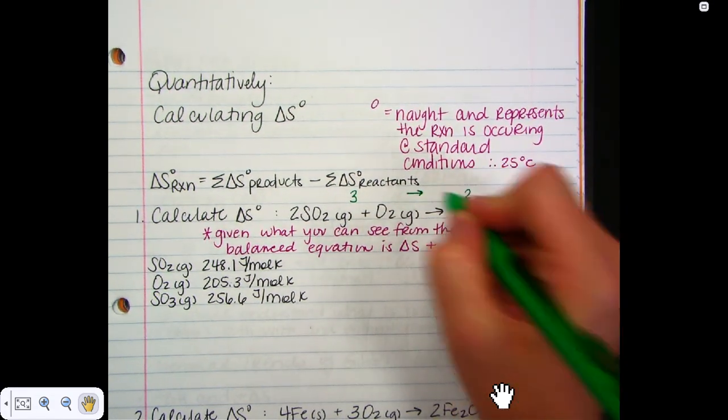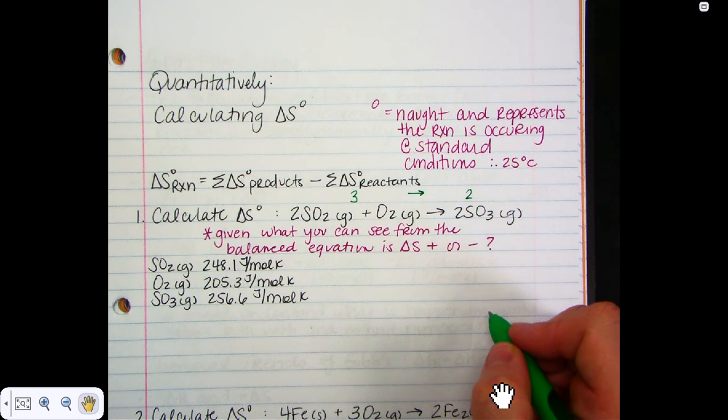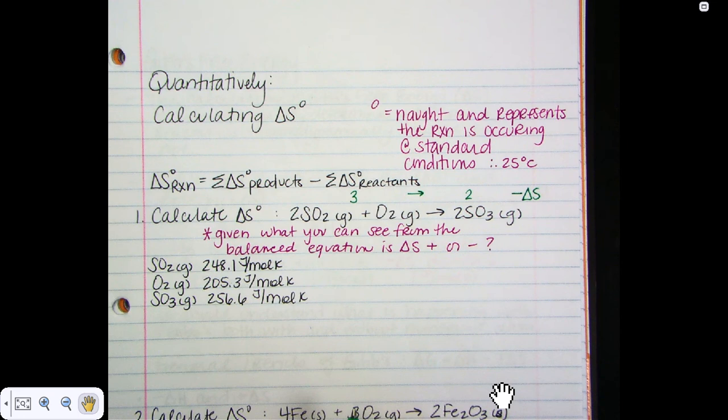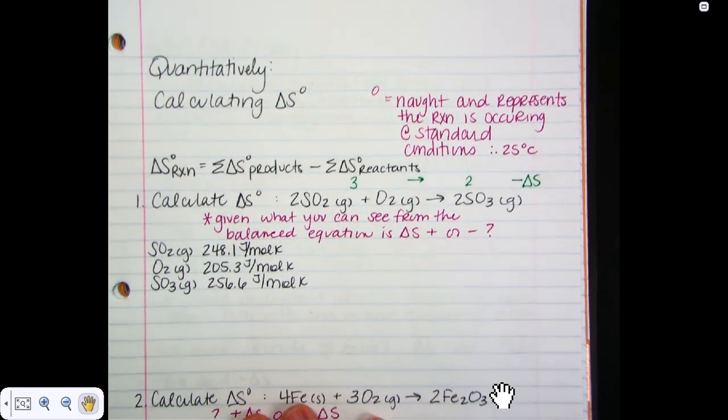So if 3 moles going to 2 moles, it's getting less disordered. So I would expect the value of delta S to be negative, meaning it's not favorable. It's not a favorable condition. It's not thermodynamically favorable. All right, so let's look at how this works.